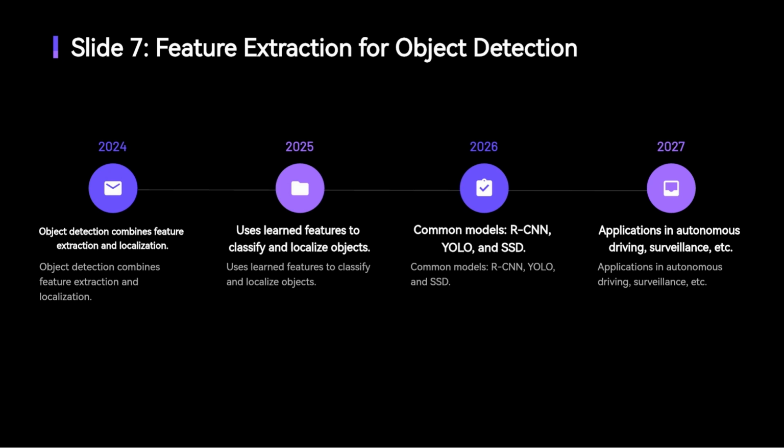YOLO, you only look once. A more efficient approach that predicts both bounding boxes and class labels in a single forward pass of the network, making it faster and more suitable for real-time applications. SSD, single-shot multi-box detector, a fast object detection framework that predicts multiple bounding boxes and class labels in a single pass through the network. Object detection is widely used in applications like autonomous driving, security surveillance, and robotics, where extracting meaningful features and accurately detecting objects in images is critical.